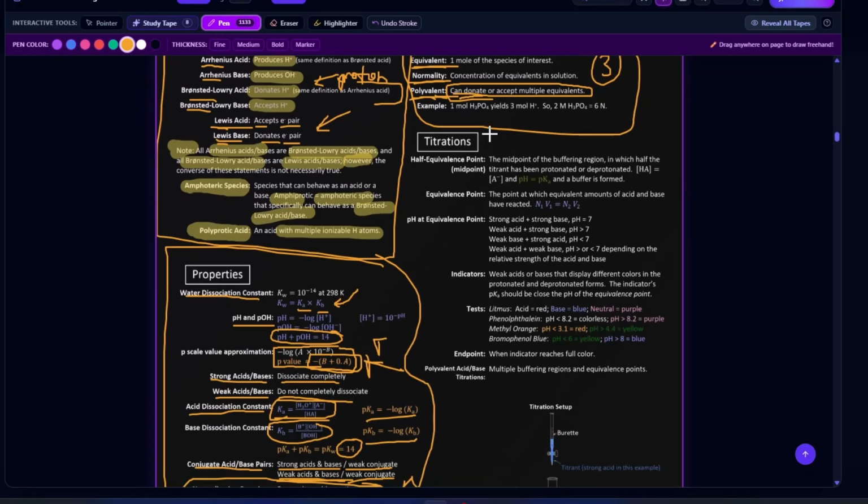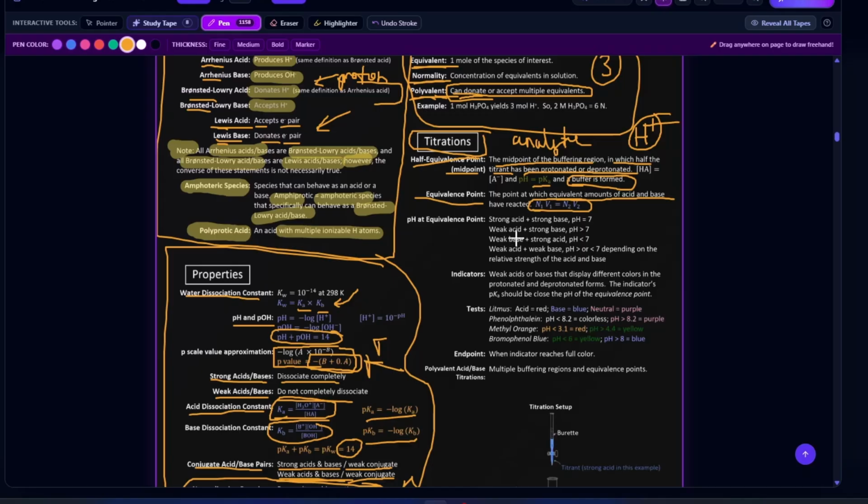Then for titrations, we have the half-equivalence point, which is a midpoint. The midpoint of the buffering region is where half the analyte has been protonated or deprotonated. If it's still confusing, just watch a video. Protonated means it gained an H plus, and deprotonated means it lost an H plus. Here HA is equal to A minus, and pH is equal to pKa. A buffer is formed. Equivalence point: the point at which equivalent amounts of acid and base have reacted.